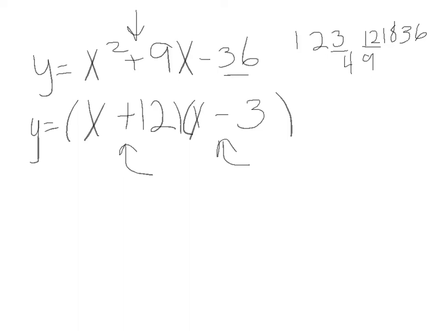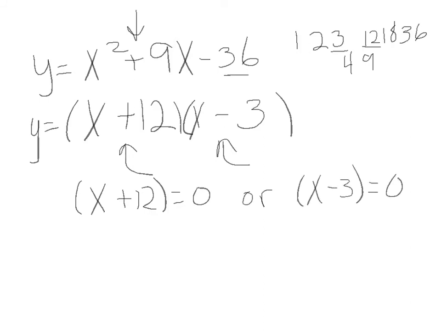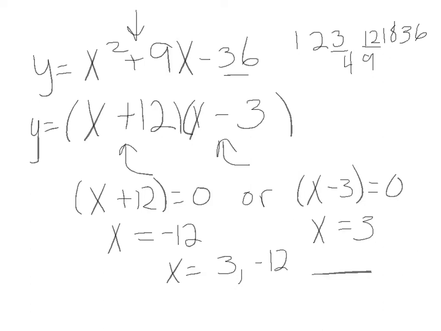But that's not all the directions. I said to solve this. So now we need to say either x plus 12 equals 0 or x minus 3 equals 0. So I'm going to solve these two. Minus 12 from both sides, or add 3 to both sides. That means my solutions are 3 and negative 12. So again, if I graph this, it would go through the point 3 and negative 12. So I have some sort of graph like that.